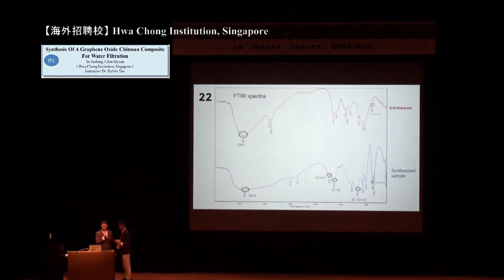So we will move on to the next characterization method, which is FTIR, Fourier Transform Infrared Spectroscopy. As you can see, the top graph gives you the FTIR spectra of chitosan, and the bottom is our sample. And as you can see, for the COC group here, there is a shift, and this shift corresponds to the interaction of the COC present in chitosan with the graphene oxide.